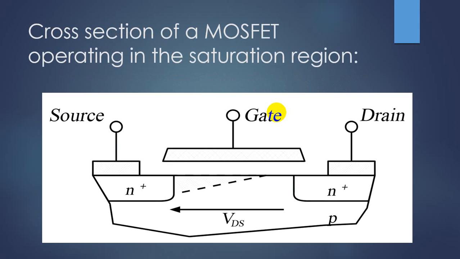This is the cross section of an NMOS. This is the drain, this is the gate, and this is the source. When VDS increases and is greater than the pinch-off voltage, then here you can see the depletion layer at the drain increases, which leads to an increase in the drain current.